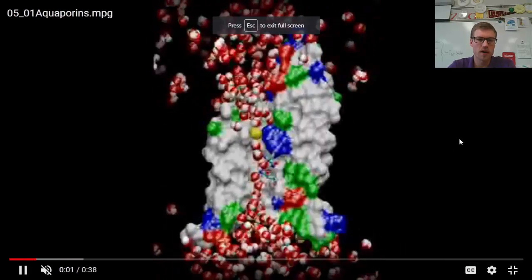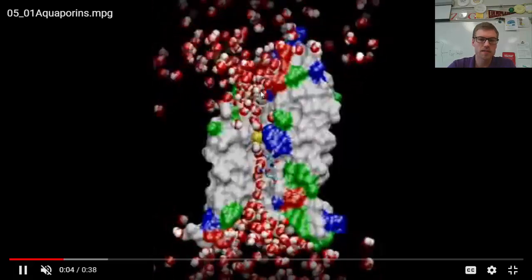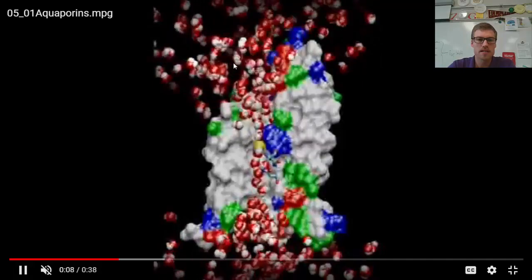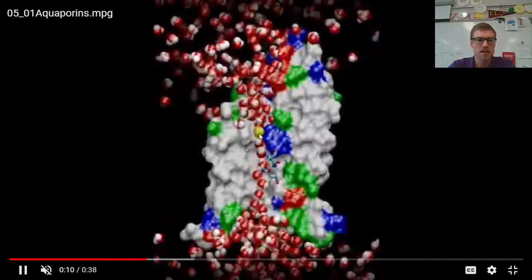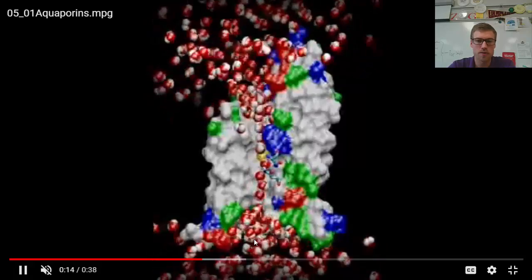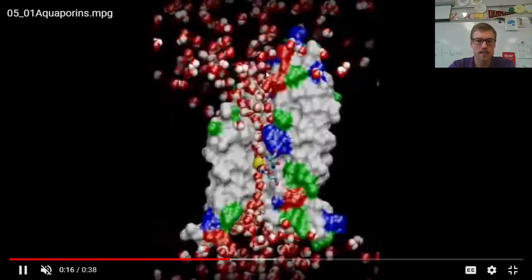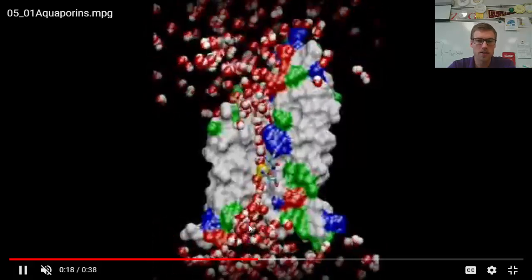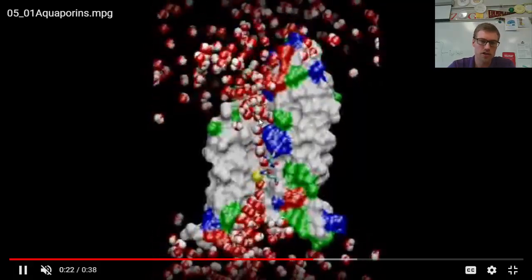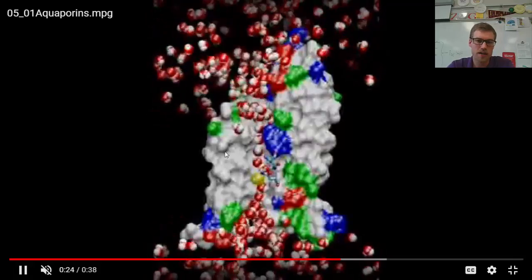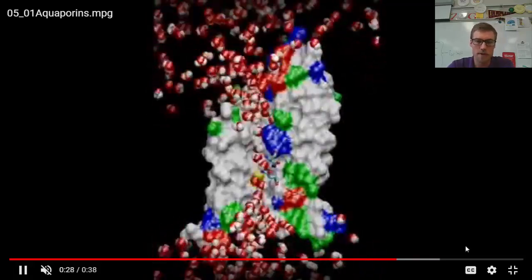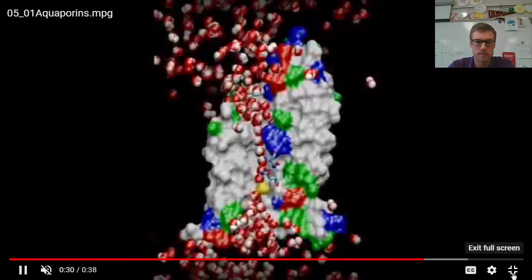So here's the function of aquaporins. You can see how it is providing an avenue for the water molecules to move in and out. Because this is, of course, a random process, these water molecules are just randomly bumping back and forth between them. And you can see how the aquaporin is allowing them to move in and out through the middle of its structure, which is hydrophilic on the inside. It's hydrophobic on the outside so that it can interact with the cell membrane appropriately.